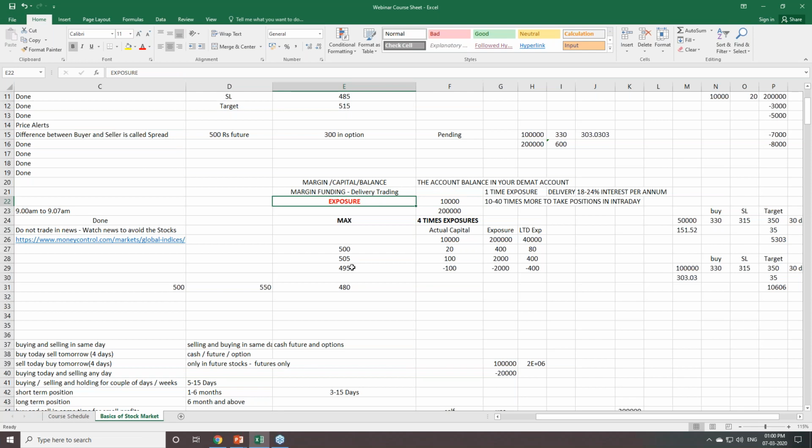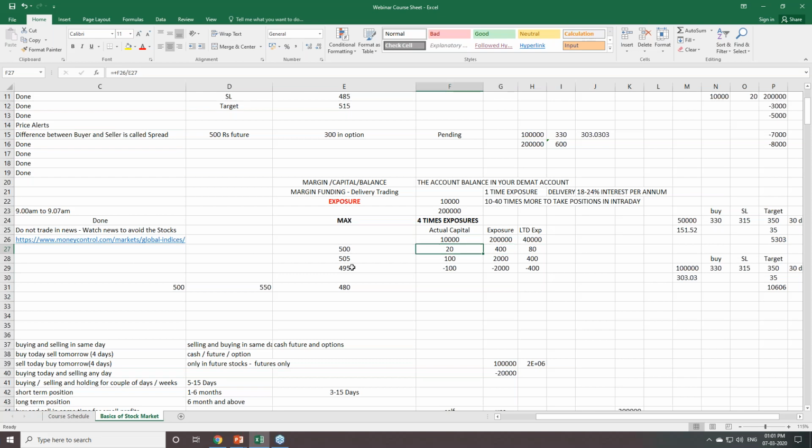Now coming back to exposure. This is the main twist given by the brokers. Exposure is like a virtual credit limit given to you during trading hours for intraday trading, especially to trade more, to make more profit, and to make more loss also. For example, if you have 10,000 rupees in your demat account, the broker will give you 10 to 40 times your actual capital to take positions in intraday. That means if your actual capital is 10,000 rupees, you can take positions for 2 lakh rupees in stocks. For example, if you are buying a stock at 500 rupees, you can buy only 20 shares for your actual capital.